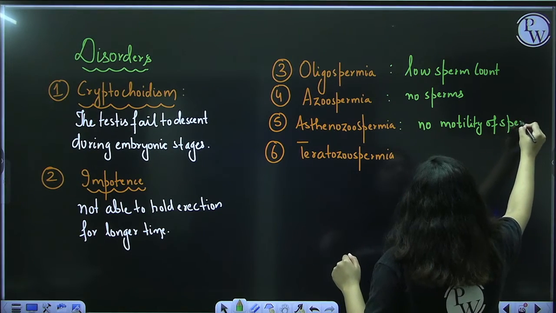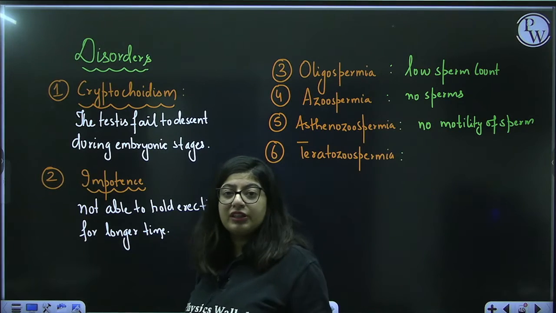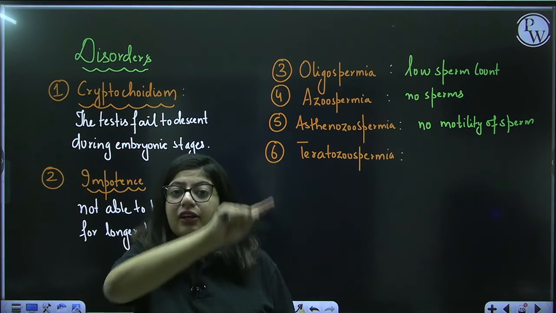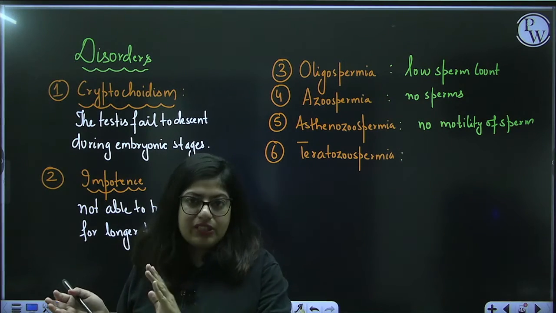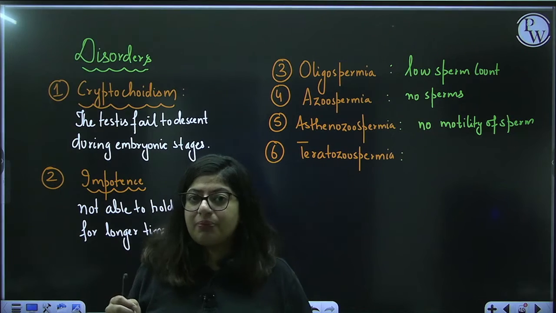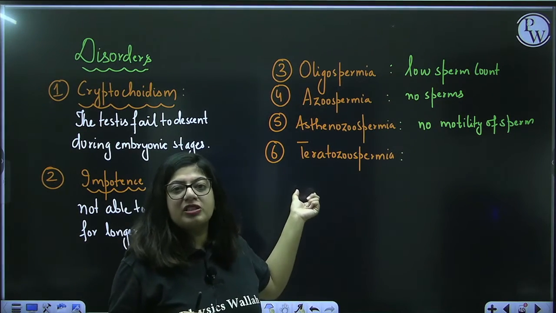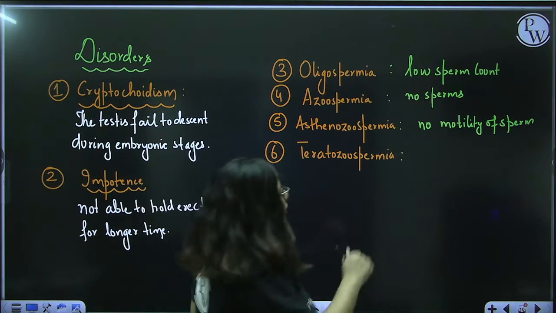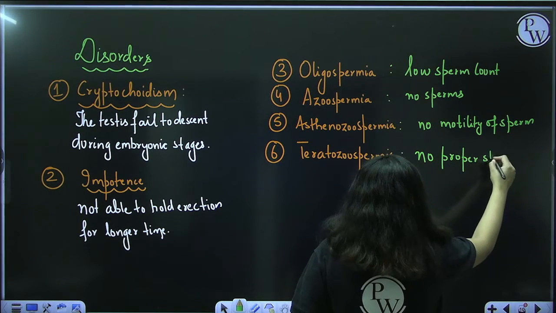What if it does not have proper shape? If it does not have proper shape, it will not be able to fertilize ovum. Why? In the later section you will study that ovum have certain proteins which recognize the protein of the sperm. If it does not have proper shape, the proteins will not be there. So that is teratozoospermia. Terato means monster. It looks like monster. It does not have proper shape, right? So no proper shape of sperm.